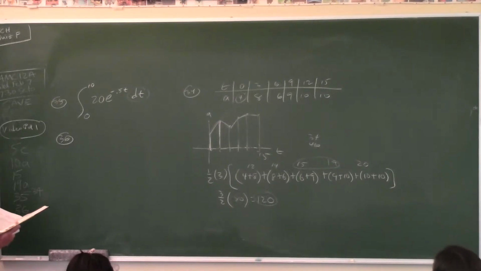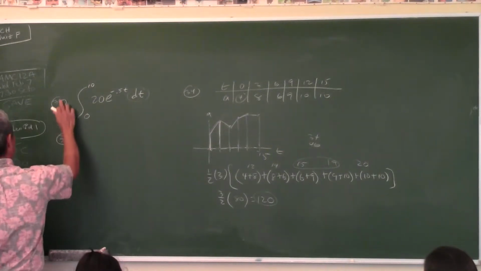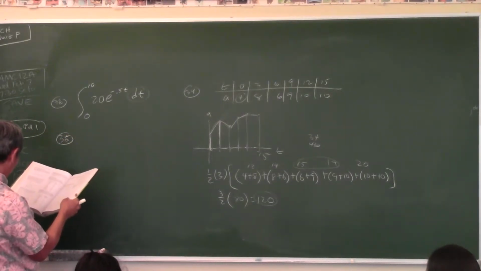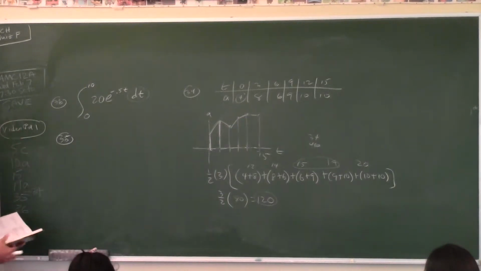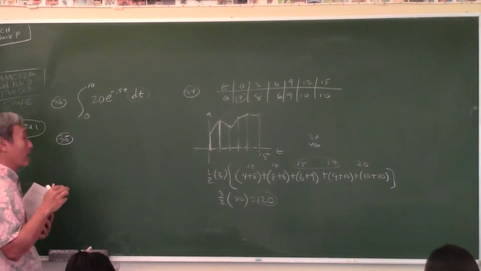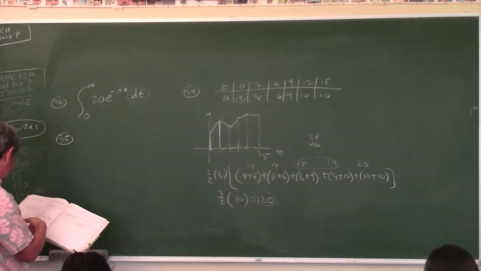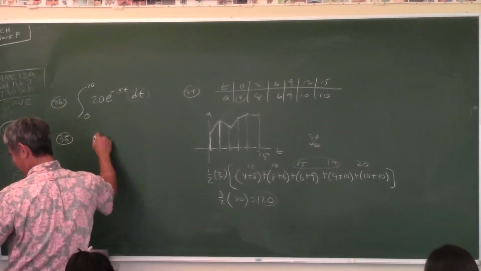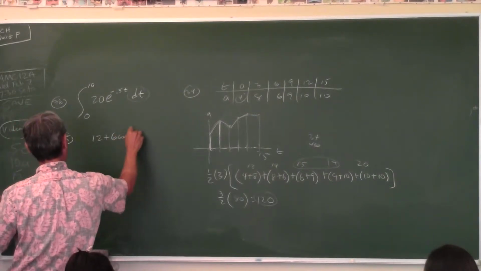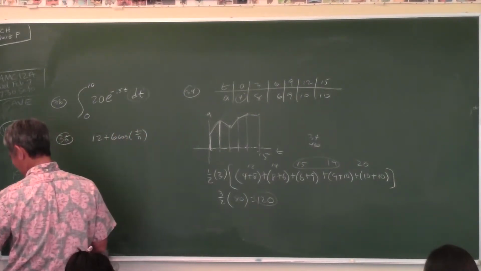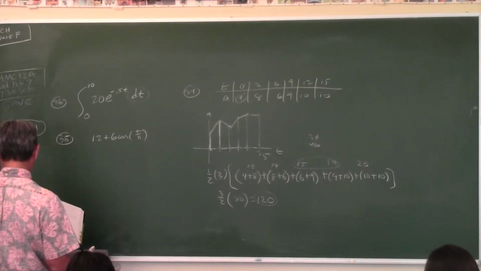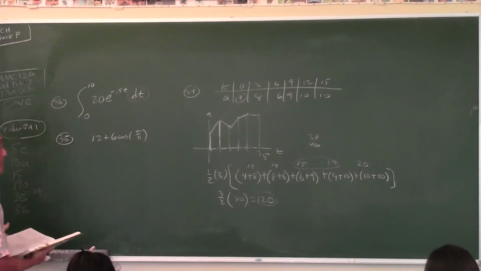No, 35. Stop yelling at me. So this was 36, this is 35. Yesterday I told you there's going to be, on the AP exam, people arriving at an amusement park at a certain rate. This is the same thing. Customers arrive at a counter at this rate, 12 plus 6 cosine of t over pi, for 0 to 60. To the nearest whole number, how many customers arrive at the counter over the 60-minute period?